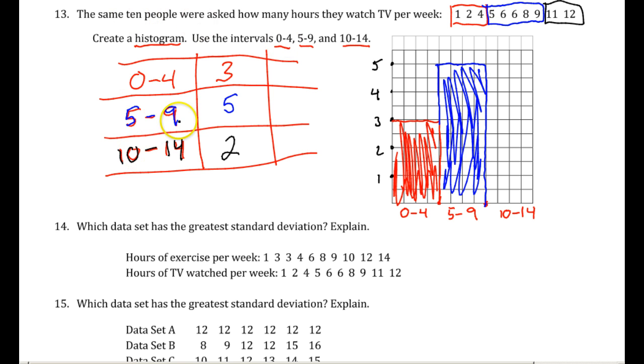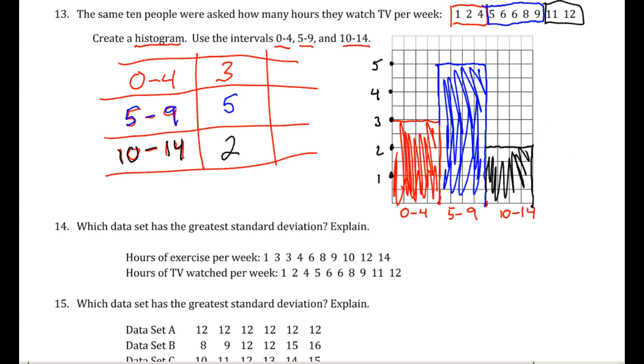And then 10 to 14 is only 2. So there's your histogram. A few things about histograms: the bars must be touching. There shouldn't be a space between them. Intervals have to be in a row from least to greatest. You have to have equal intervals here. Those also count for points. Without labeling, we don't know what we're doing. Okay, good.